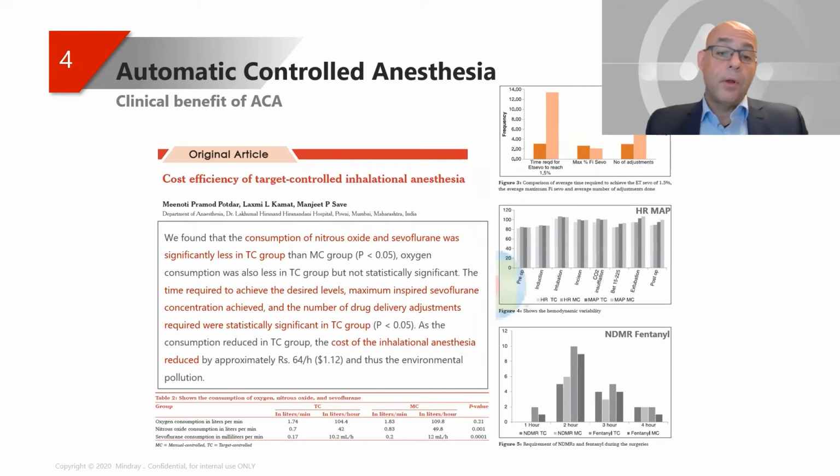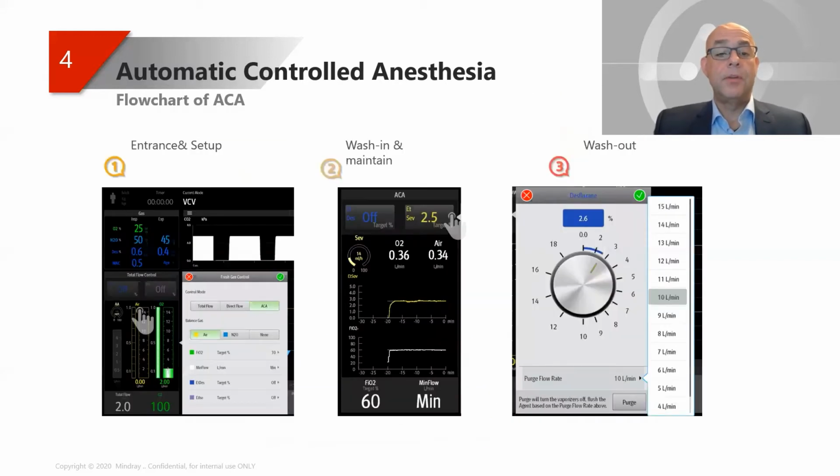The clinical benefit of controlled anesthesia, if you look at the cost effectiveness, we saw the consumption of nitrous oxide and sevoflurane were significantly less in the target controlled group. And also the time required to achieve the desired levels and the maximum inspired sevoflurane concentration achieved and the number of drug delivery adjustments were statistically significant in the target control group. Also, the cost of the inhalational anesthesia was reduced, and we saw also that the heart rate variability was very stable during this group. There was no big difference between the two groups.